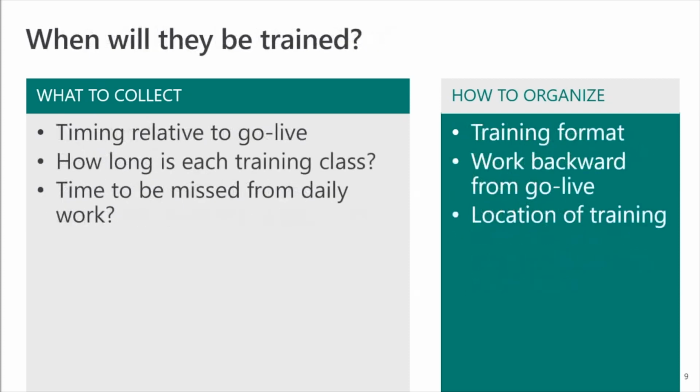Now that you've figured out the what we need to be trained on, the next step is to figure out when they'll need to be trained. So you'll need to figure out that timing relative to the go live. So when you look at the what list, you're going to need to identify how much training exactly is this? Is this an hour's worth of training? Is this a day's worth of training? Can my users be taken out of their job for the entire day? Or do I need to break this up over multiple days so that they can still do their day-to-day work?